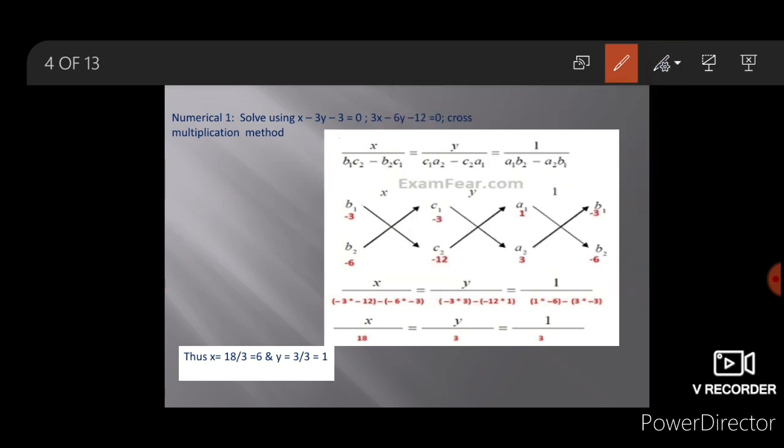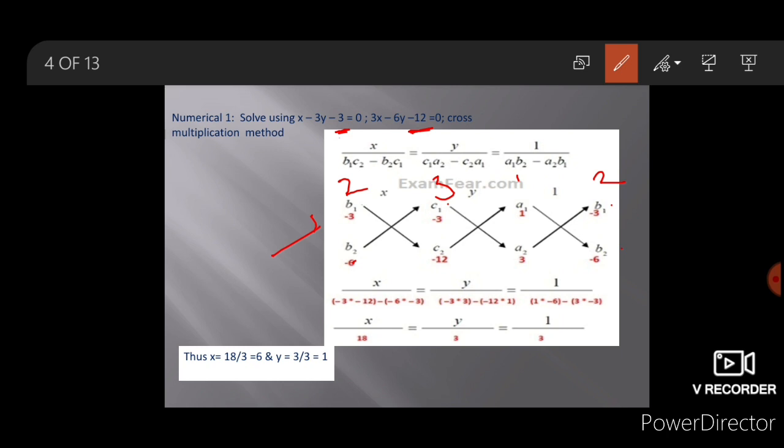So let us start. What have we done? We have written b1, b2, c1, c2, a1, a2, b1, b2. It is 2, it is 3, it is 1, it is again 2. Now put the values. b1 is minus 3, b2 is minus 6, c1 is minus 3, c2 is minus 12. In this way we can find the values of a1, a2, b1, b2 and c1, c2.